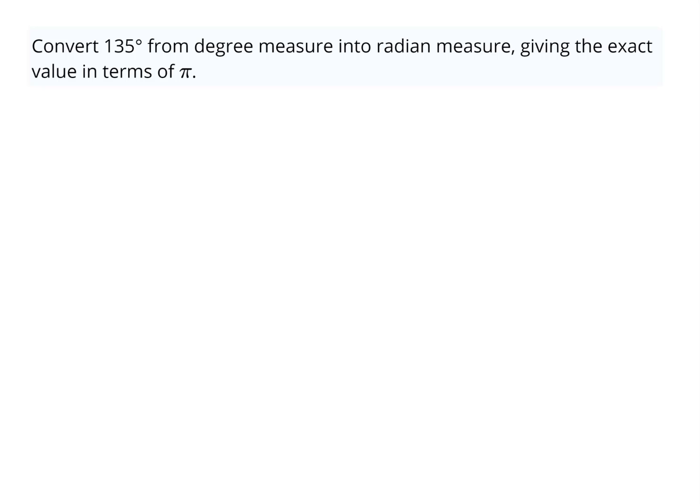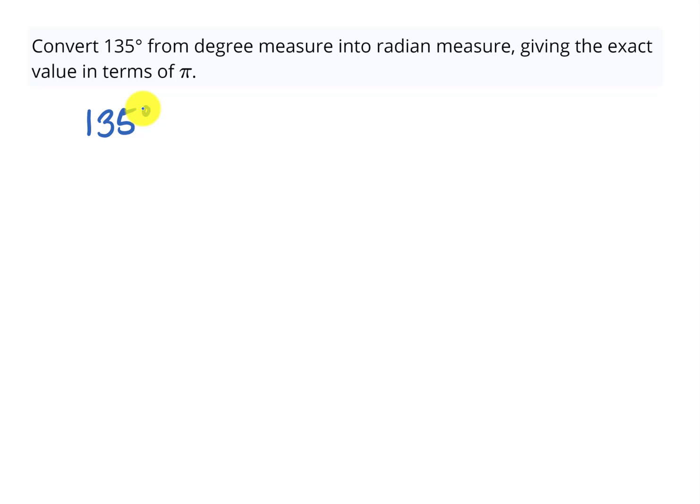We want to convert 135 degrees from degree measure to radian measure and give the answer in terms of pi. Anytime you want to change units, you want to use a conversion fraction. So we're going to start with the 135, and we're going to multiply that by a fraction that has equivalent things in the numerator and the denominator, one of them in the one type of units and one in the type of units we want to go to.